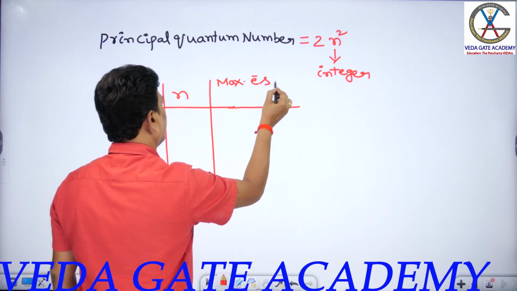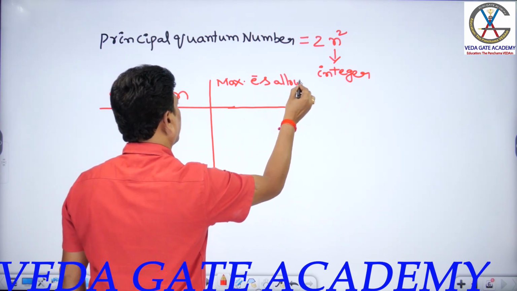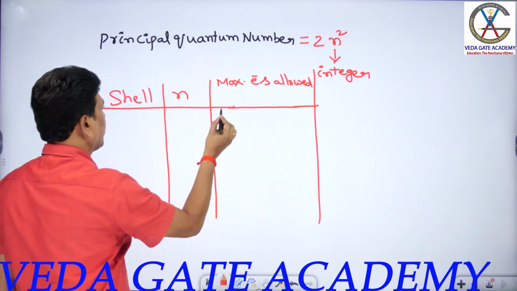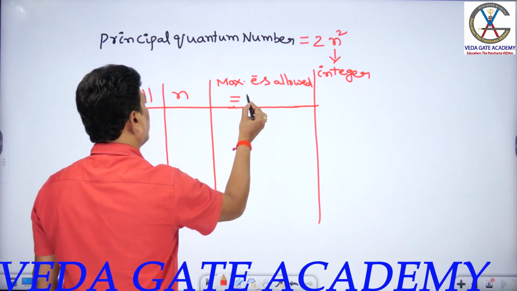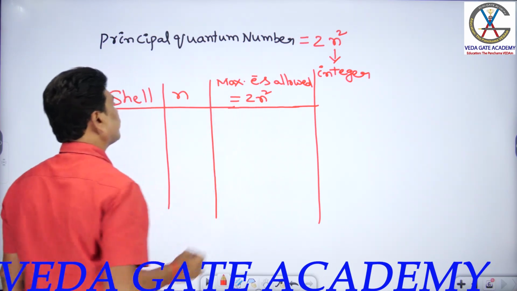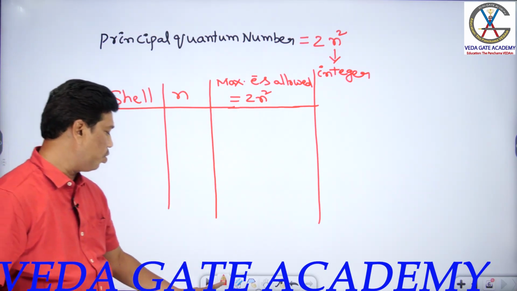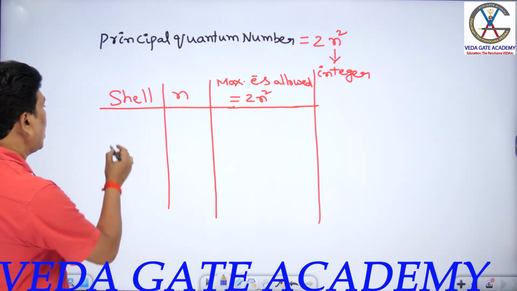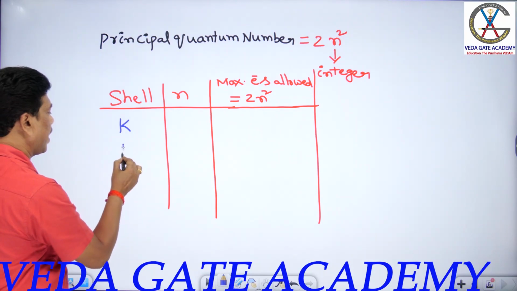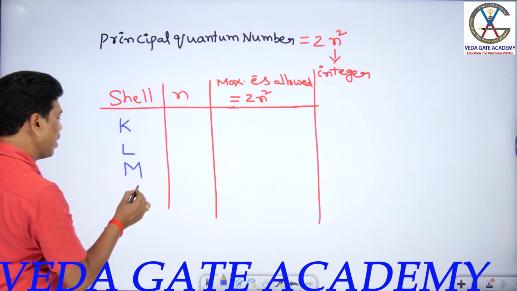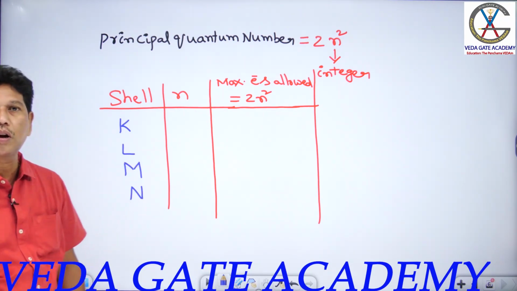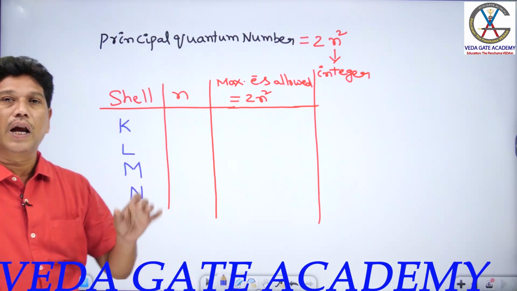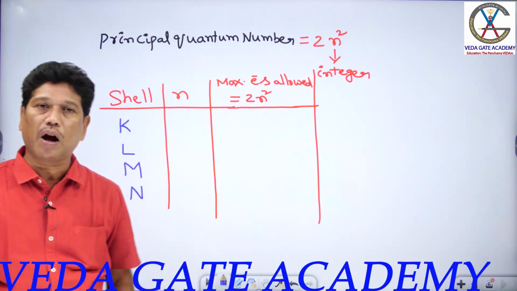Maximum electrons allowed is expressed by the principal quantum number, which I told you is 2n square. Now indicate those for the corresponding four cells: K, L, M, N. Understand now, students? So what are those cells? K, L, M, N.